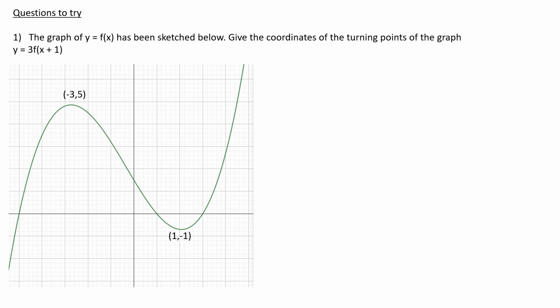Here is the answer. The maximum for your new graph should be at -4, 15, and the minimum should be at 0, -3.